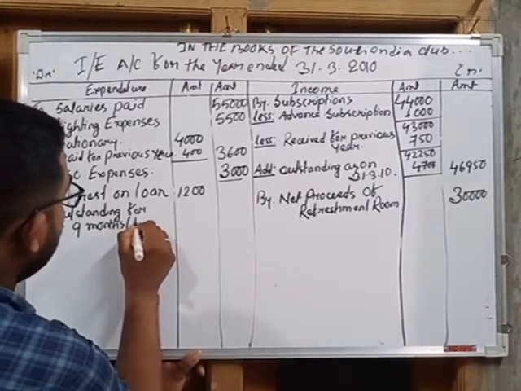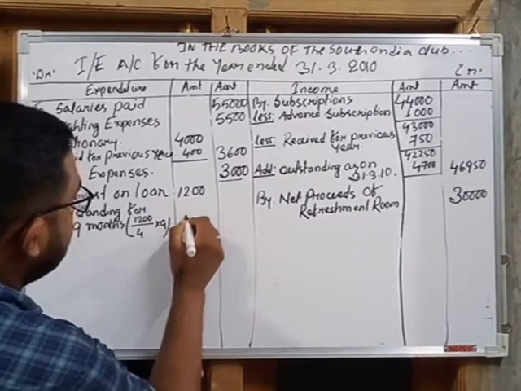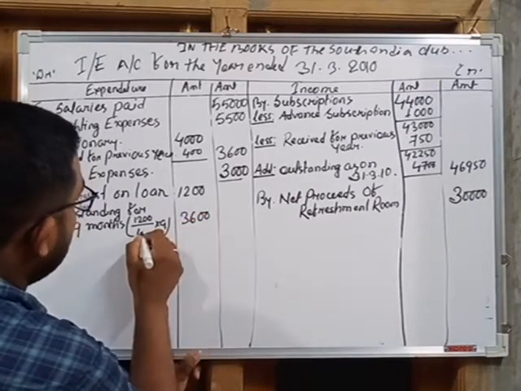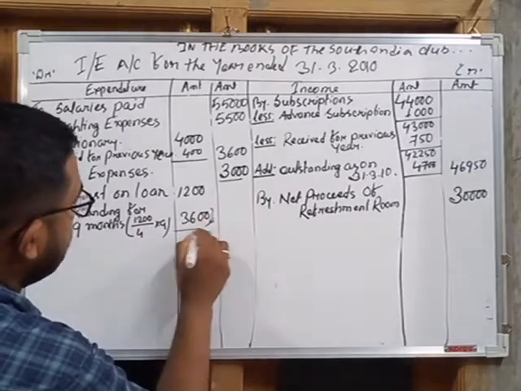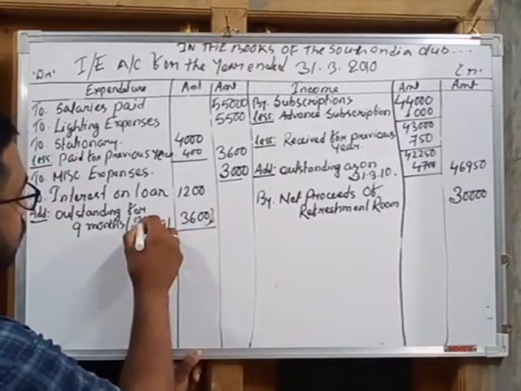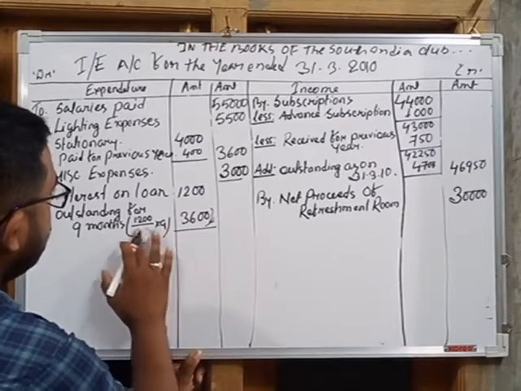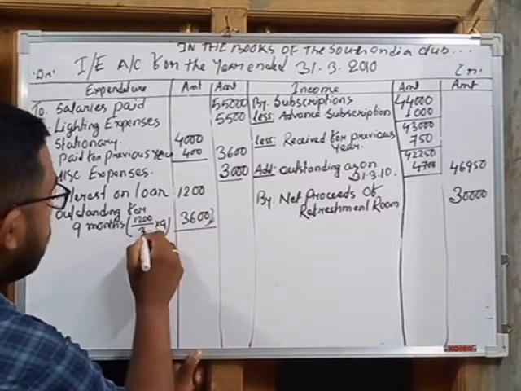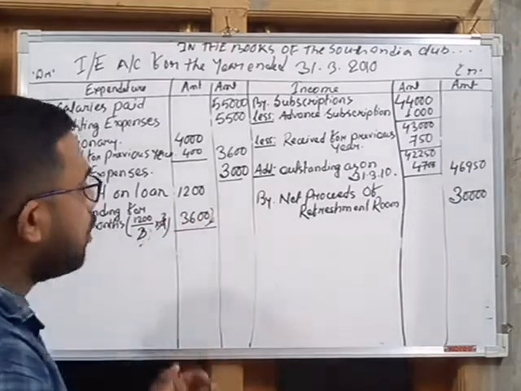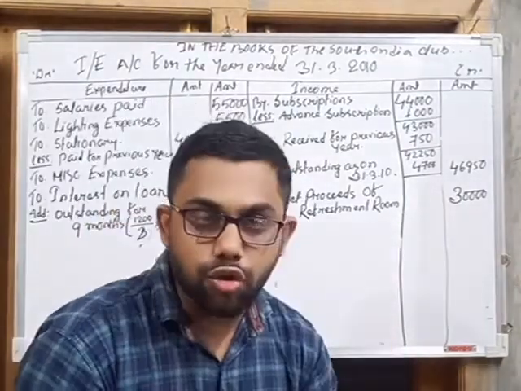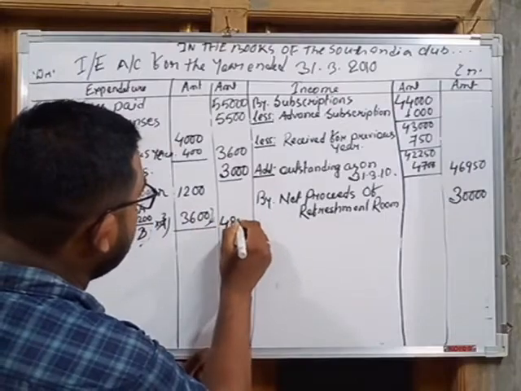Now how will you find the amount? Rupees 1,200 is paid for 3 months, so 1,200 divided by 3, into 9. What is the amount? 3,600. So what will be the actual amount of interest on loan for the current accounting year? 1,200 plus 3,600, rupees 4,800.